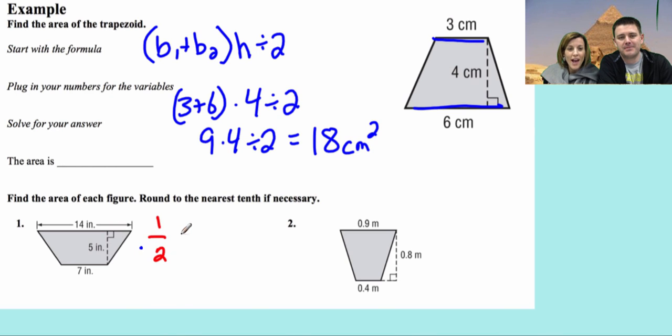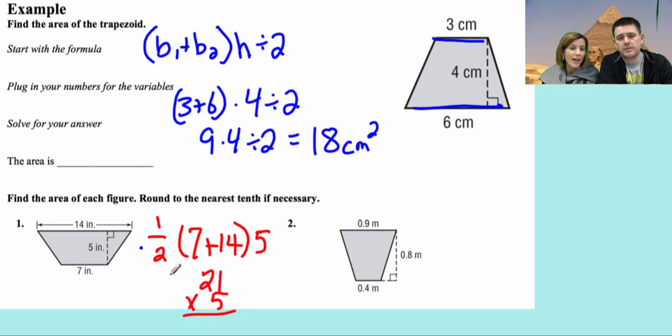Always 1/2 times 7 plus 14. It doesn't matter if the shape's upside down. You're looking for those two bases to add together. We're multiplying it by the height of 5. So look for that right angle to find your height. 14 plus 7 is 21. 21 times 5. The half thing isn't working out for me with my odd numbers.